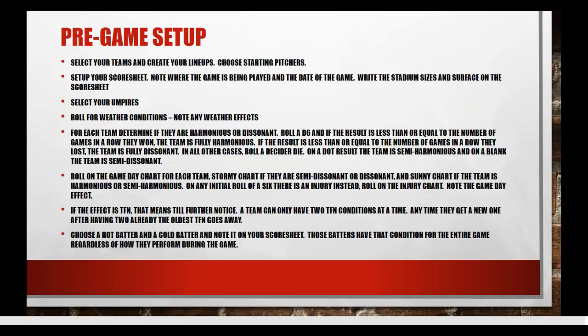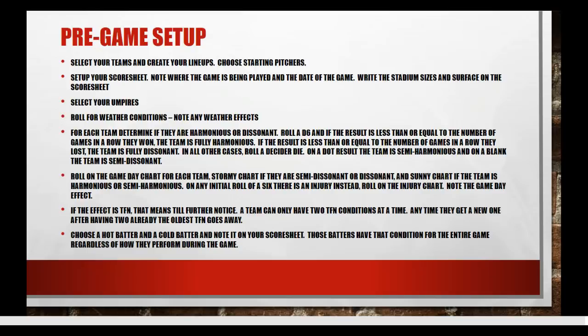If the decider die comes up as a bullet, it's going to be semi-harmonious. Otherwise, if it's blank, it's going to be semi-dissonant. Then, for each team you're going to roll on that game day chart, and it's going to be based on if their team is harmonious or dissonant. So semi-dissonant or dissonant teams are going to roll on the stormy chart, and semi-harmonious and harmonious teams are going to roll on the sunny chart. And there's going to be various effects on there, and we'll be talking about those in a little bit as I go through the example.